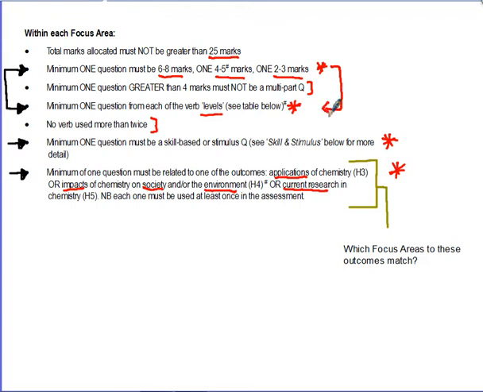So when you assign your 6 to 8 mark question, make sure it's got a level 3 verb. When you assign your 4 to 5 mark question, make sure it's got a level 2 verb. And when you assign your 2 to 3 mark question, make sure it's got a level 1 verb. And if you've done that, that means you've achieved both those requirements for the task.